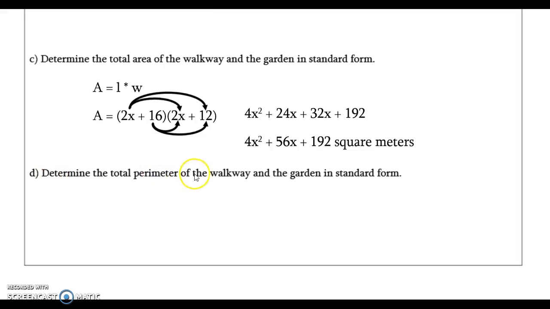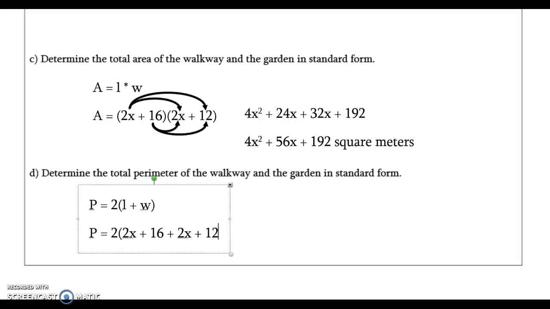Now we're asked to determine the total perimeter of the walkway and the garden in standard form. So the perimeter is going to be a little bit different. Area is equal to length times width, but the perimeter is going to be equal to 2 times length plus width. We're taking the length plus width and we're multiplying it by 2 because we need all 4 of the sides. Length, width, and then another length, width. In order to do this, we'll fill in this formula with the information that we have. So the perimeter is going to be equal to 2 times the length, which is 2X plus 16, and the width, which is 2x plus 12.